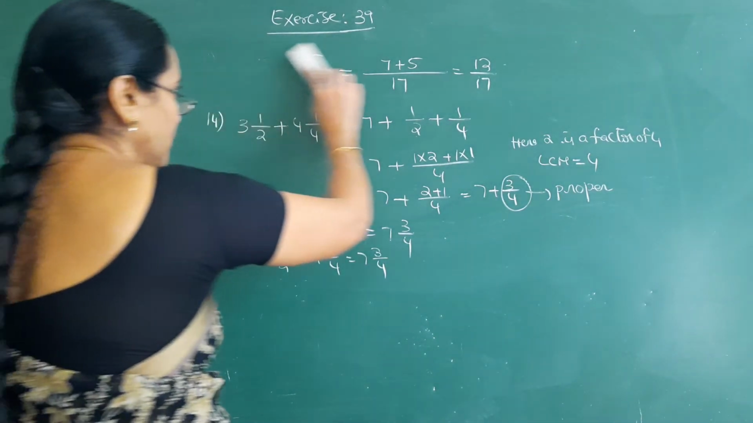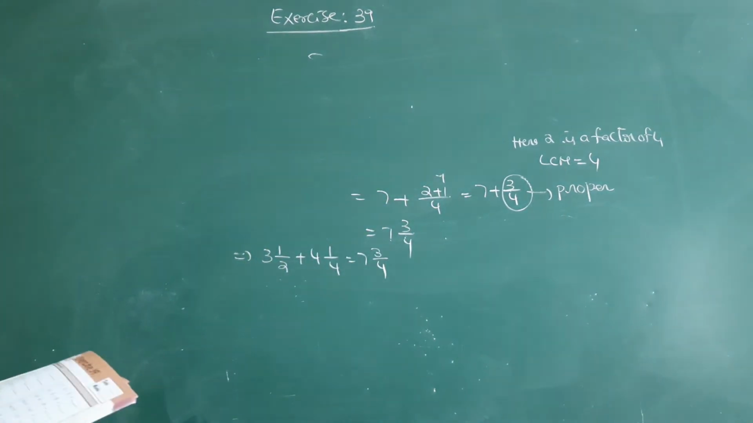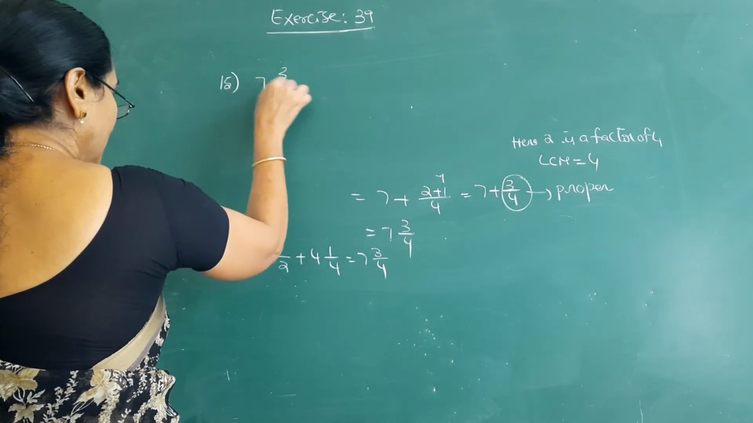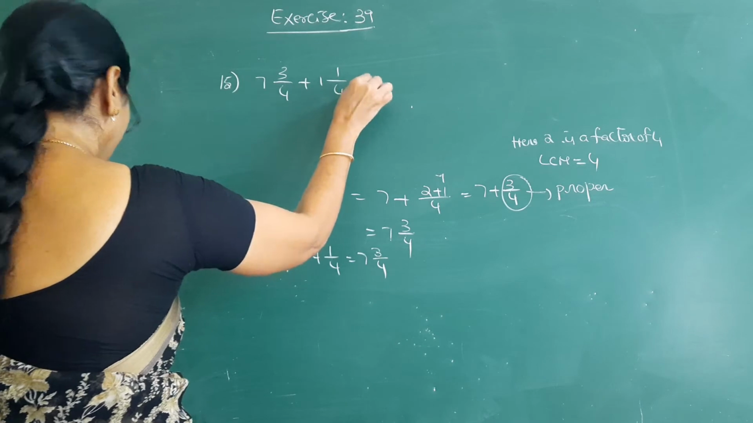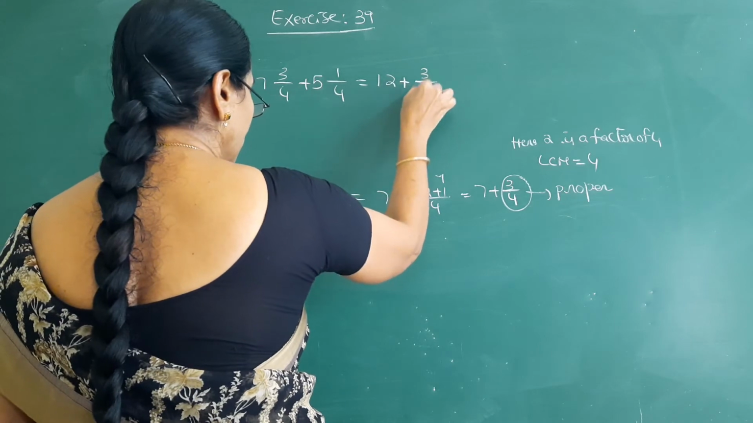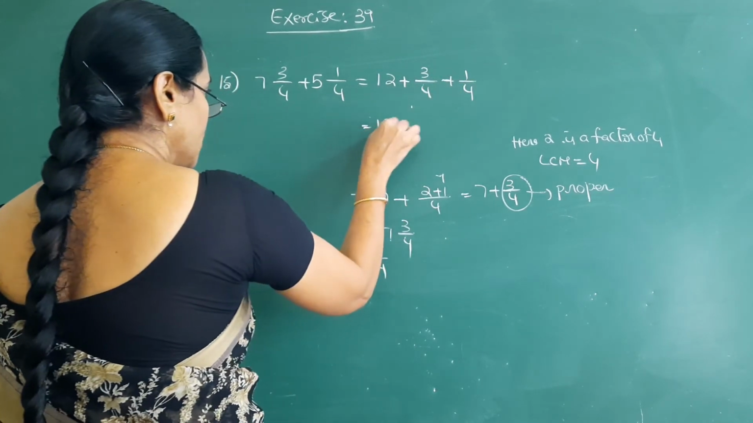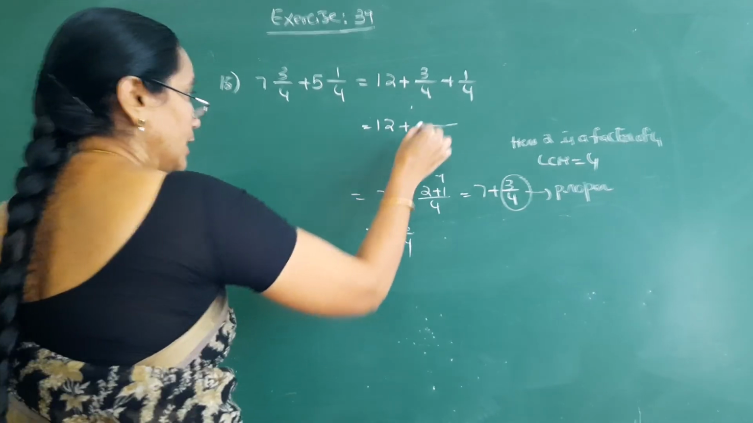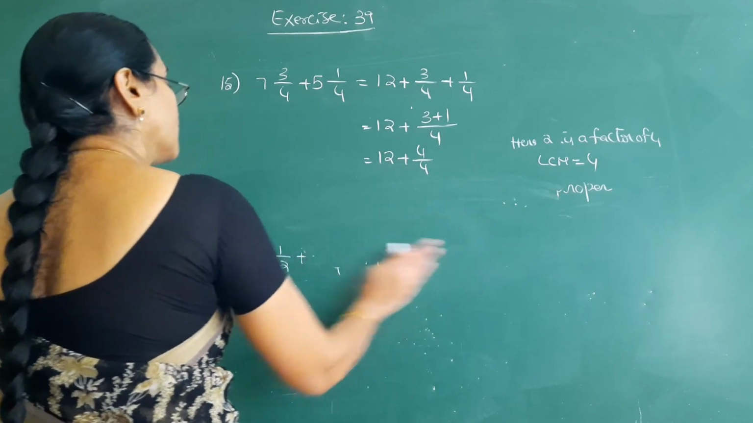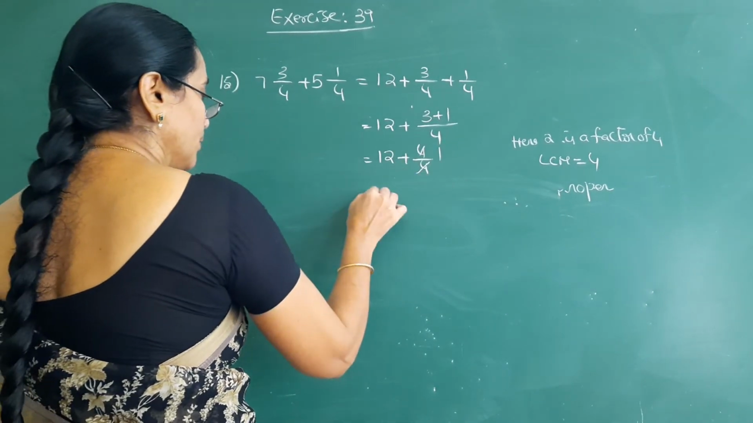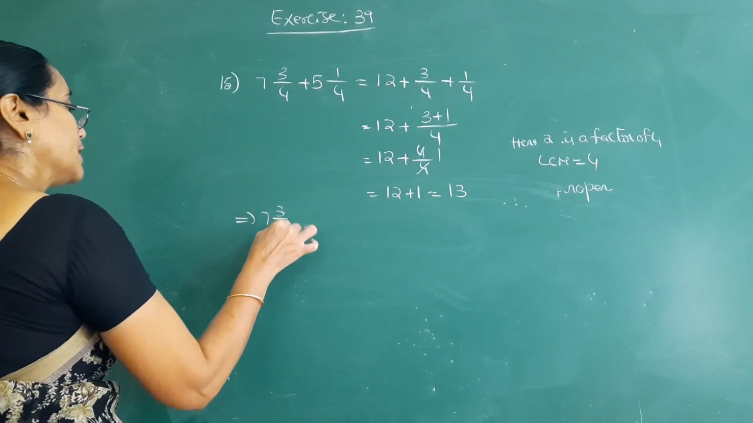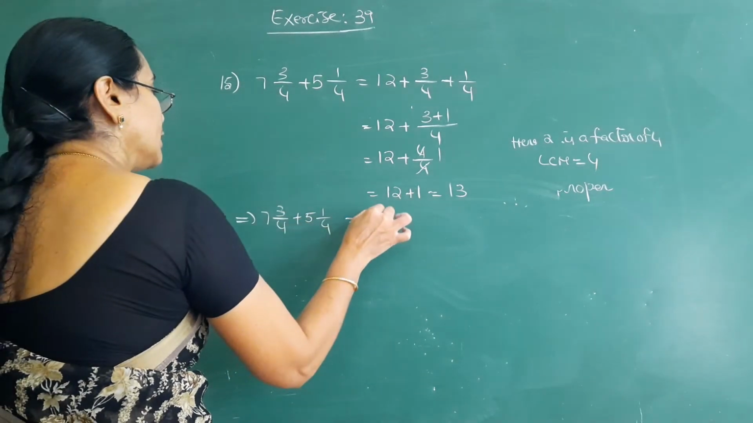Okay, next see the 15th problem. 7 3 by 4 plus 5 1 by 4. 7 plus 5, 12, plus 3 by 4 plus 1 by 4. Here these two are like fractions. Write down the common denominator, 3 plus 1. That is 12 plus 4 by 4. 4 by 4 is nothing but 1. 12 plus 1, that is equal to 13. So that implies 7 3 by 4 plus 5 1 by 4 is equal to 13.